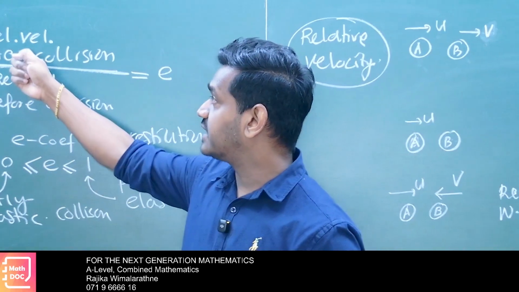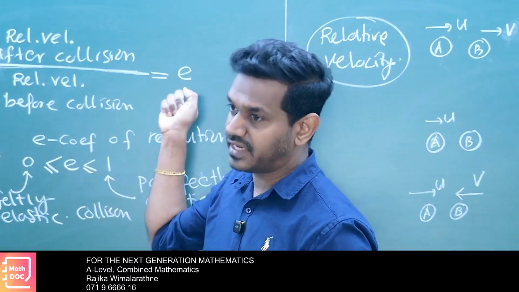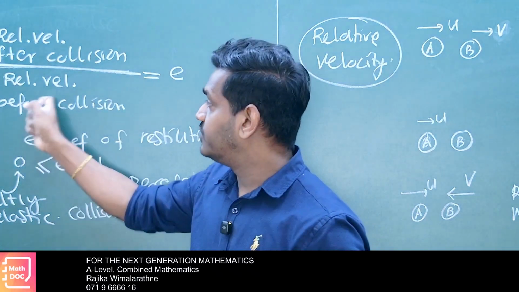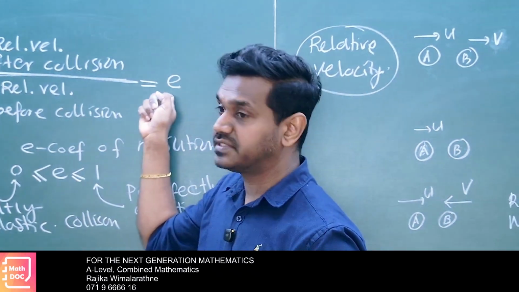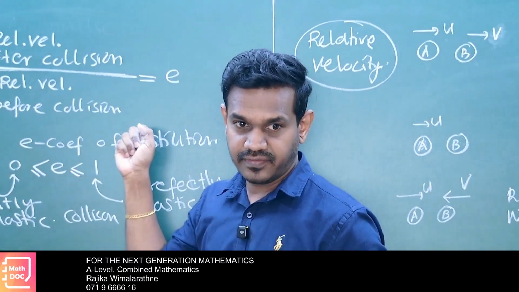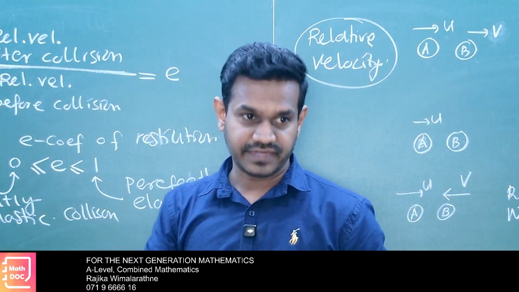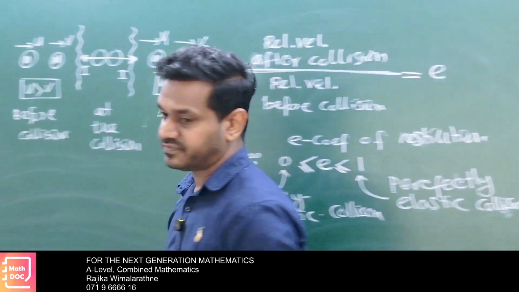Then it says that relative velocity after collision divided by relative velocity before collision is a fraction. It is a constant value, E. Then when you cross multiply, relative velocity after collision equals E times relative velocity before collision, no? So before collision times some fraction equals after collision. So remember that way. Okay, now let's apply it.